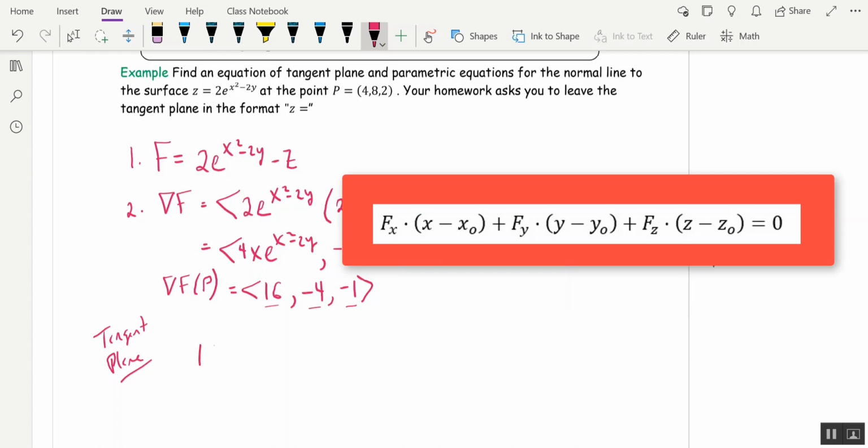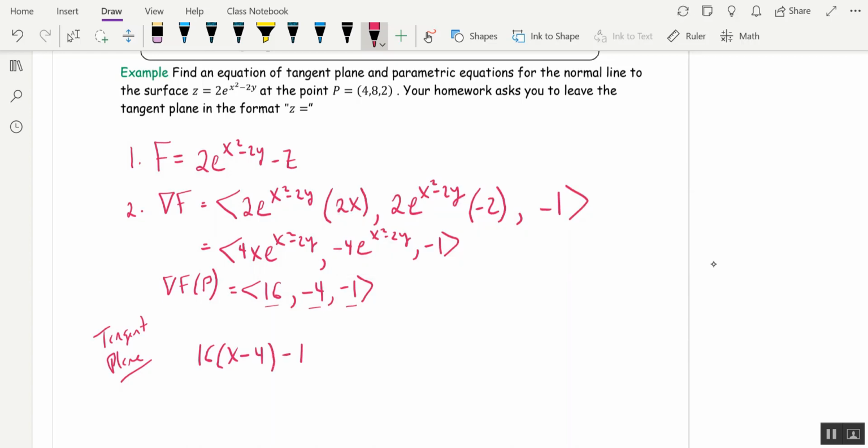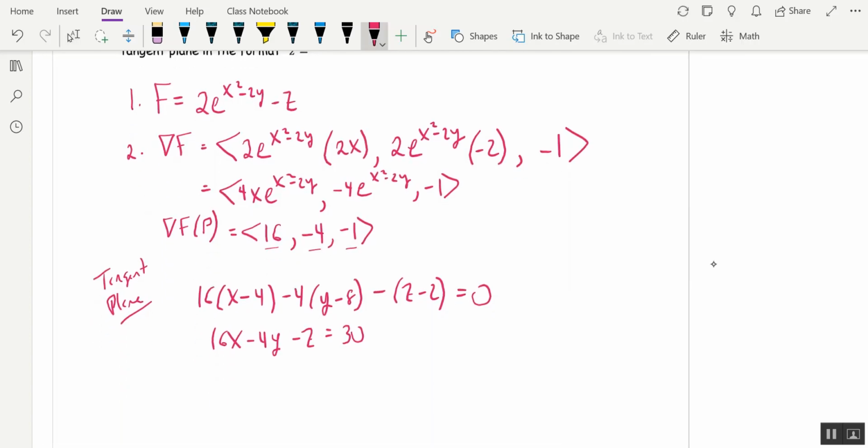That's our normal. So we've got 16 times x minus x naught. X naught is 4. Minus 4 times y minus y naught, which is y minus 8. And then -1 times z minus 2. And that equals 0. Okay, if we clean that up, 16x minus 4y minus z equals 30. Now that's the standard equation of a plane. That's kind of how I like it. But in your homework, I've noticed they're going to ask you to solve for z. So they're going to want z equals 16x minus 4y minus 30.